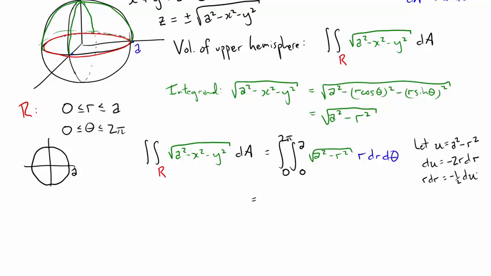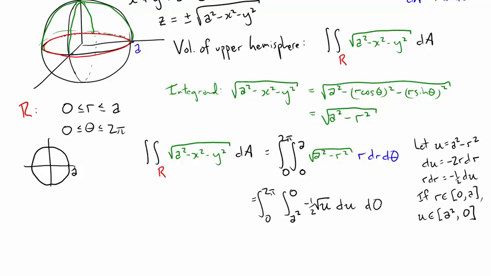Now, if u is a squared minus r squared and r ranges from 0 to a, then u is going to range, well, when r is 0, u will be a squared, and when r is a, u will be 0. So this is going to become the integral from a squared to 0 of the square root of u times minus a half du d theta.